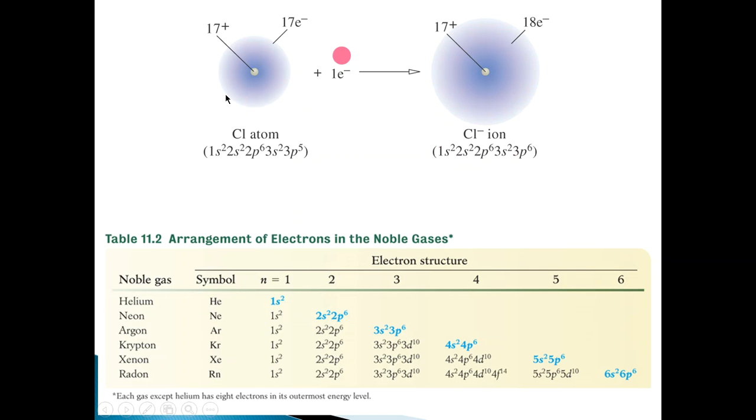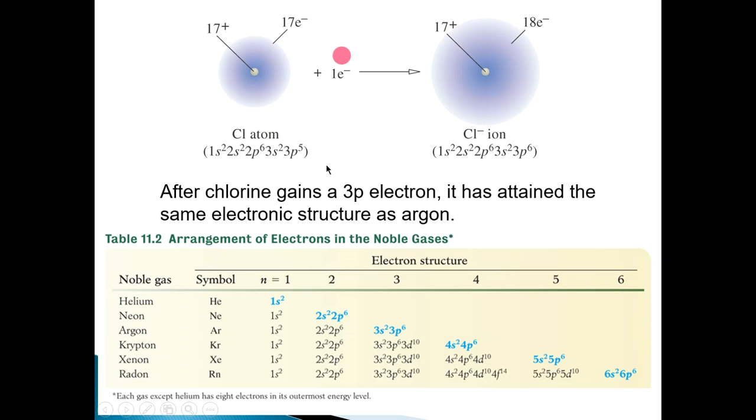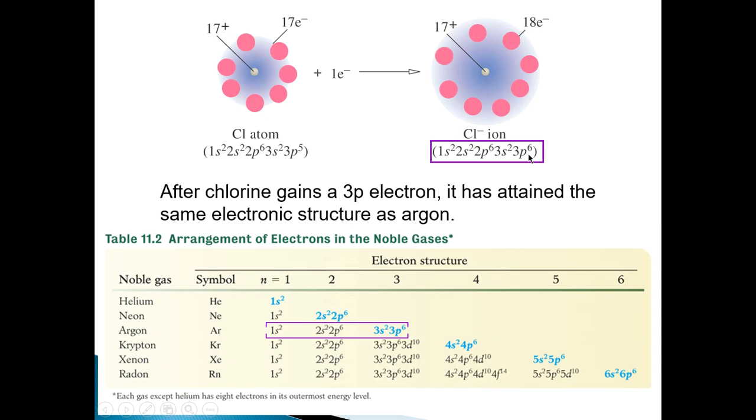Now in this case we're talking about a nonmetal, chlorine, which will gain an electron. Here is the electron configuration of chlorine. When it gains an electron, the electron will go into the 3p orbital. The 3p orbital in the chlorine atom has 5 electrons, but it will gain 1 electron to form 3p6.